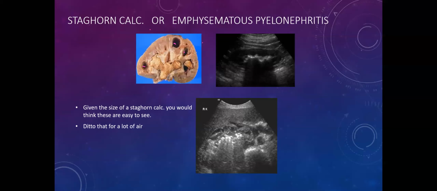This one down here, there's something seriously wrong with the parenchyma of this kidney as well. But this is emphysematous pyelonephritis. And so once again, dirty shadowing, except this time we can clearly see what's causing the dirty shadowing. Oh, I wish I didn't do that.